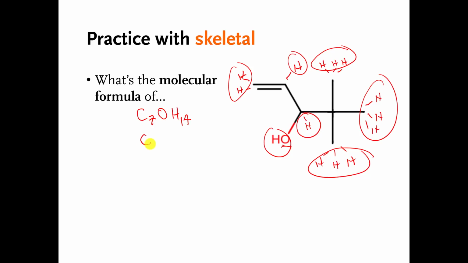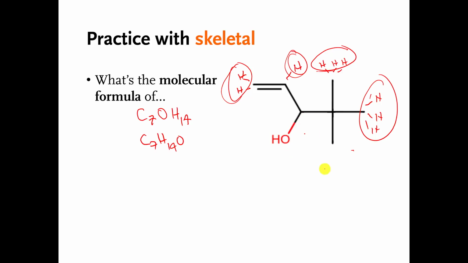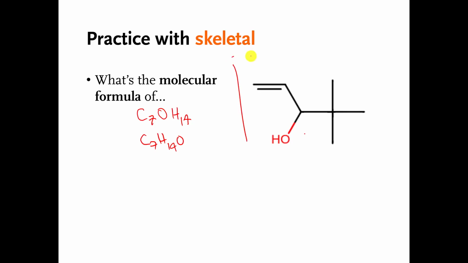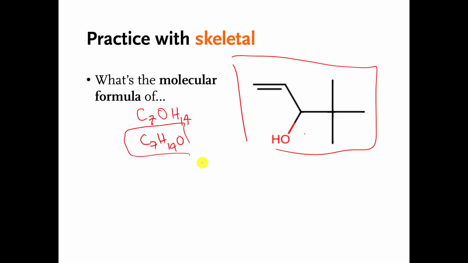Probably it would be written C7H14O, but I don't really care about what order you write them in, as long as you get the numbers of them correctly. Let me just double check. 2, 3, 6, 9, 12, 13, 14. Yep, we are correct. So now you're a pro. You can look at this molecule, and if you spend a couple of minutes on it, you can figure out that the formula for that molecule is C7H14O.